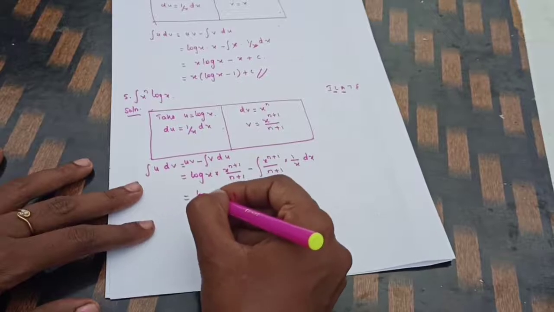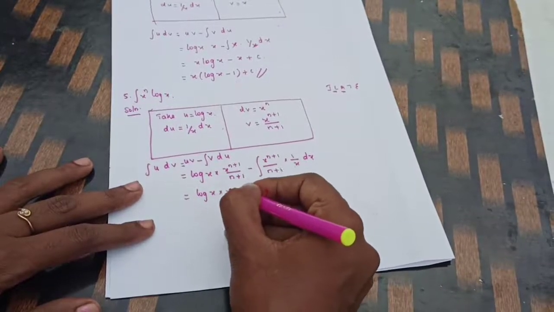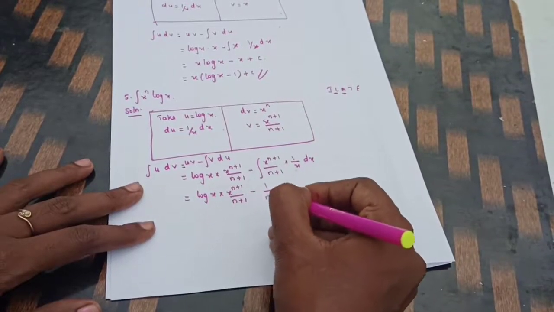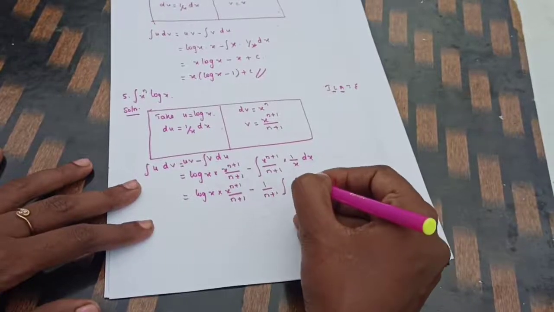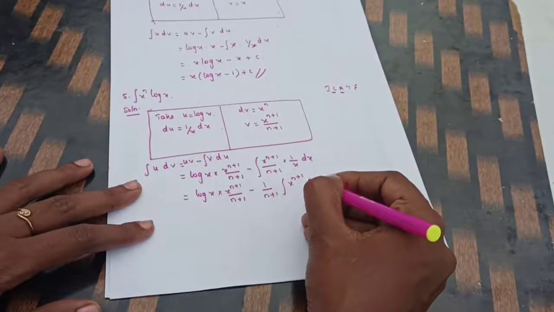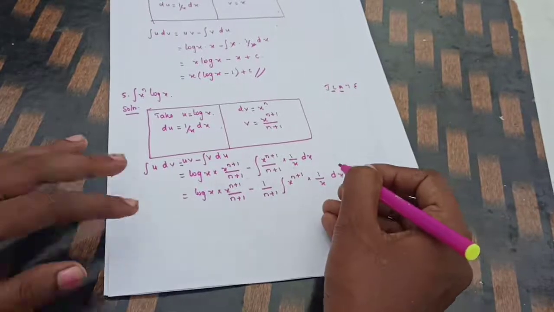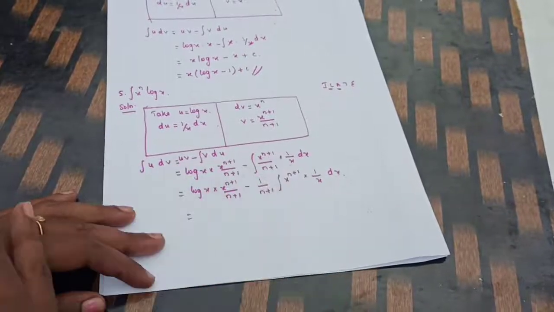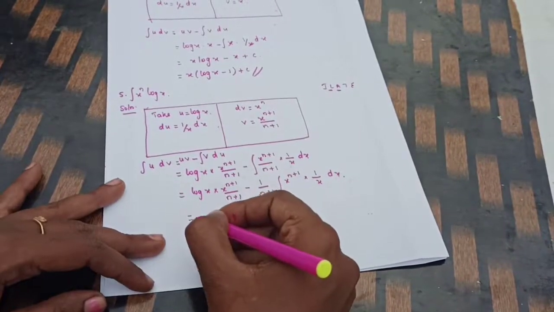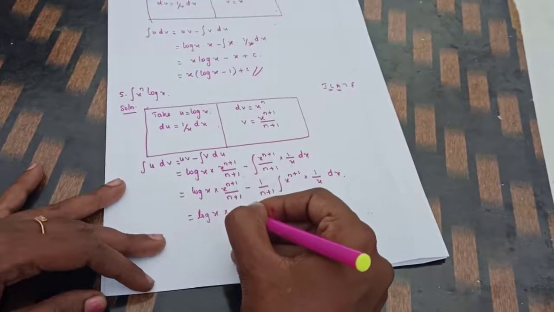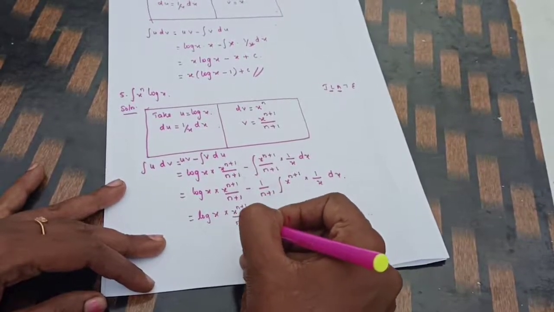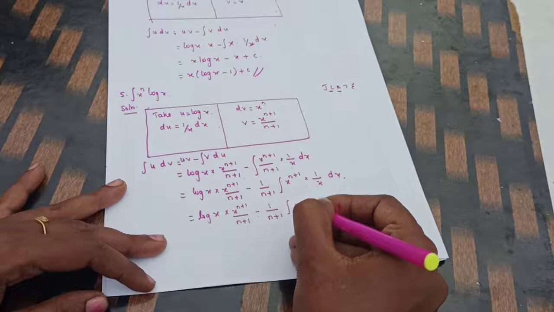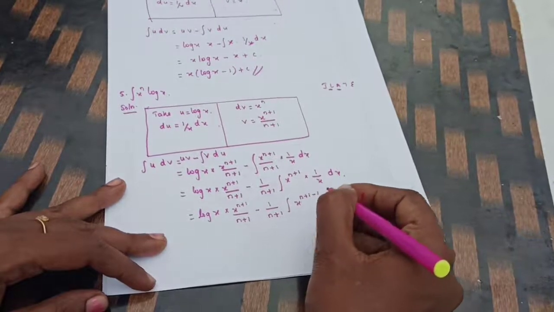That is equal to log x into x power n plus 1 divided by n plus 1 minus 1 by n plus 1, since n plus 1 is a constant, you can take it outside. Okay, so what's the balance? x power n plus 1 into 1 by x dx. Keep it in mind, n plus 1 is a constant, because of that I took it outside. If you substitute any number for n, you will get one number. Is it right? Shall we bring this x up? So what will happen? x power n plus 1 becomes x power n, with dx.